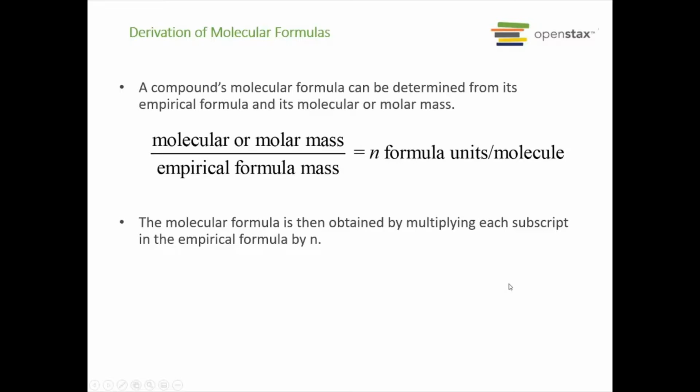So that means you have to scale up your empirical formula. The amount you scale it up by is found by taking the molecular or the molar mass, whatever the actual molecular or molar mass is, and dividing it by your empirical formula mass that you just found. And then you're going to get some number that should be pretty much a whole number. And you're going to multiply each subscript by that number. Let's look at examples.